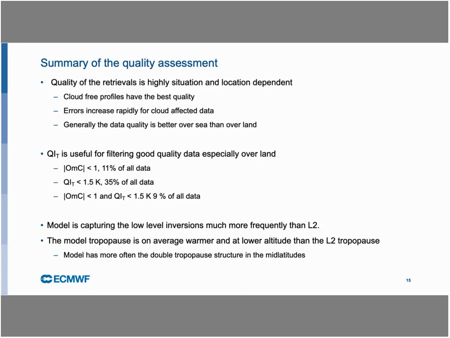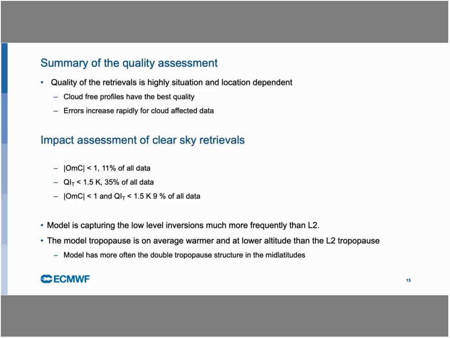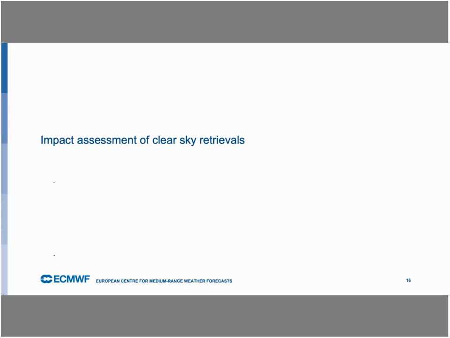And the retrievals, as mentioned already many times, are rather smooth, so they have problems of capturing the low-level inversions and the finer scale structures of the tropopause. So the model has more often the double tropopause structure in the mid-latitudes than retrievals. And yes, these are something that needs to be taken into account in the assimilation trials. So then I will move on to the impact assessment of the retrievals in clear sky conditions. I can stop again for possible questions here if you have any.